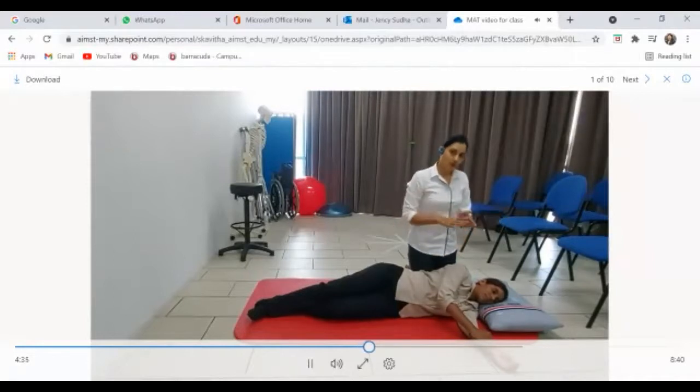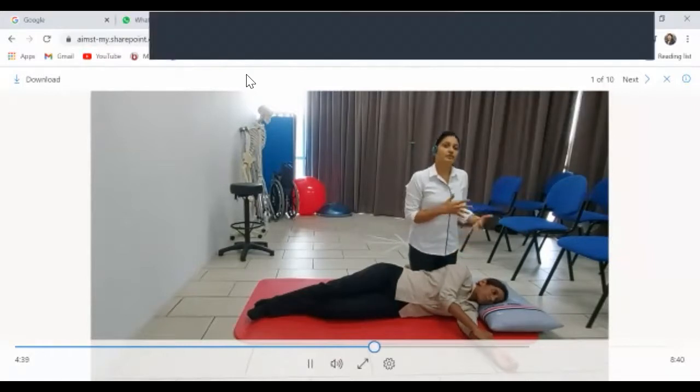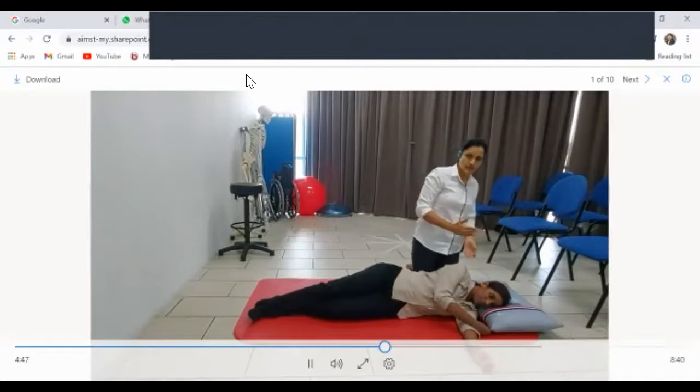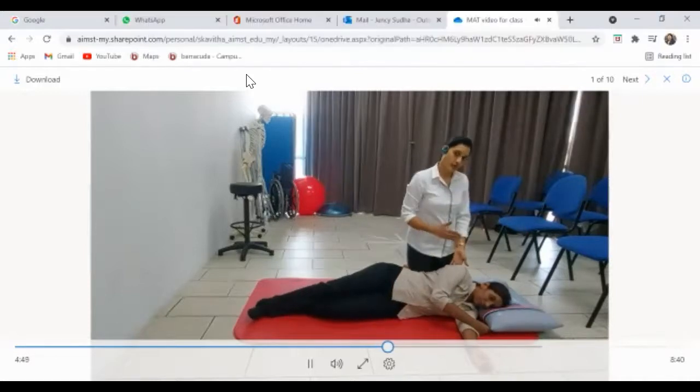Imagine if the patient is normal, we don't have to do that. Normal in terms of they don't have a shoulder problem, Parkinson's patient, multiple sclerosis, spinal injury, you don't have to worry about that. Just keep it as it is. But only in hemiplegia, stroke, we have to worry about the shoulder.